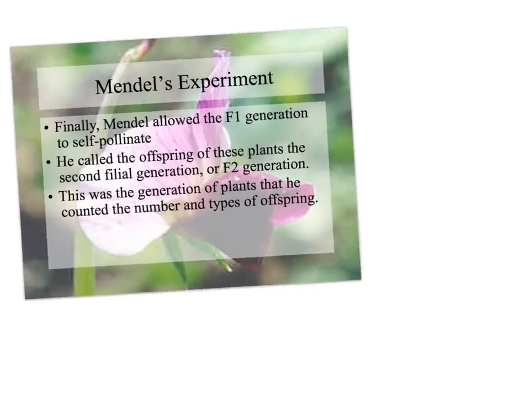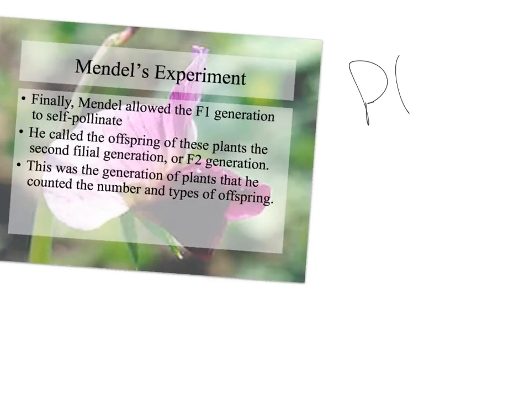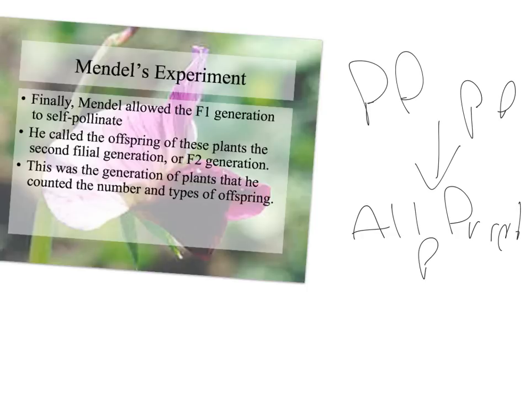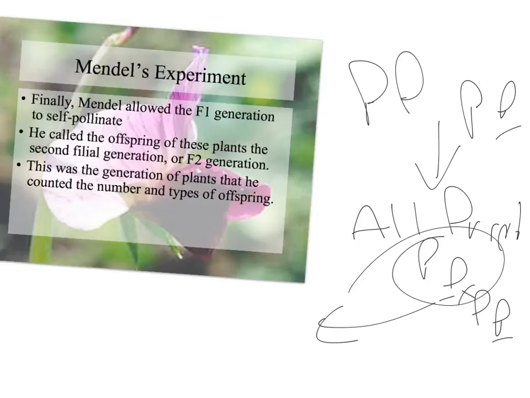Now, when he did that, so let's say we cross a true breed purple with a white, he would get all purple, because purple's dominant. Those are big P, little p. And then what he would do is he'd cross two of these. And then that cross, big P, little p, like that, would be his F2 generation.